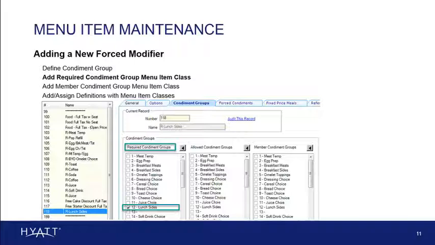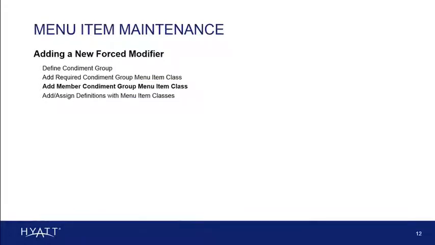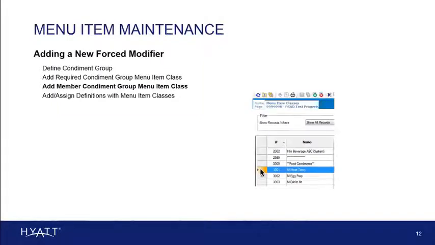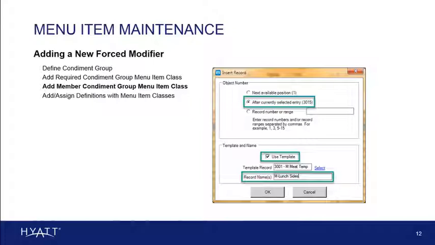Then next, we're going to go over and create the member condiment group menu item class. And these will be the actual items that are the lunch sides themselves. So once again, I want to select a template record. In this case, I'm just going to pick the very first member group, record 3001, and then switch it from the members of meat temp to members of lunch sides. So one click to select it. Click up on the green plus to insert the record. Once again, same options, after currently selected entry, using a template, and adding the name, members of lunch sides.